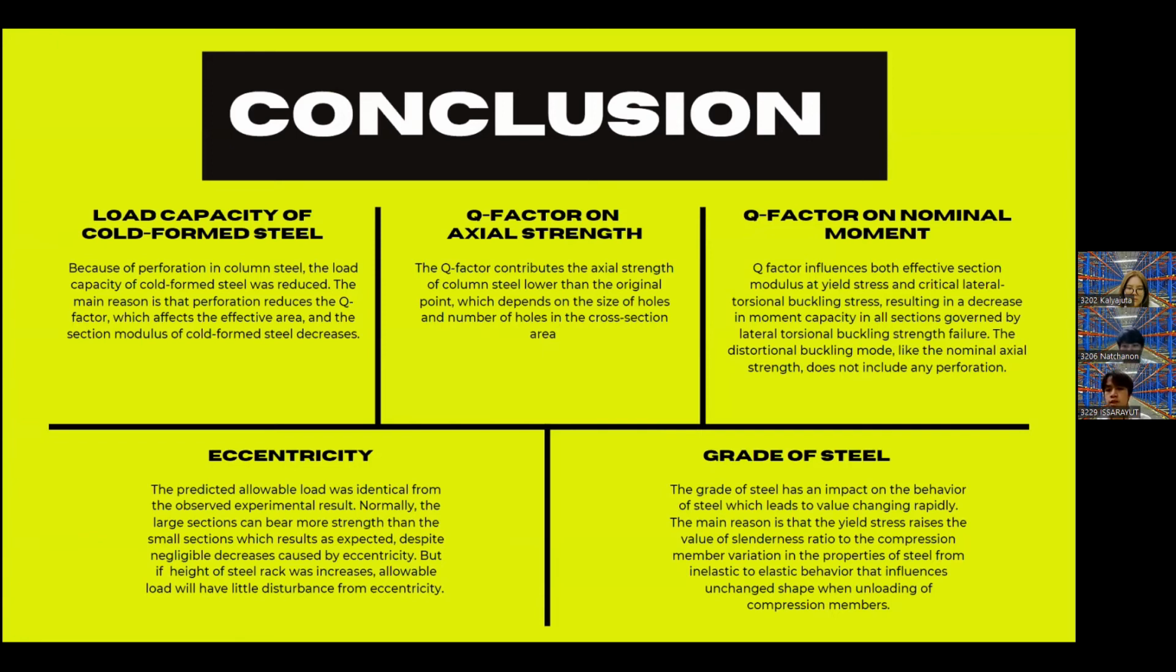The third part is the Q factor on nominal moment. The Q factor influences both the effective section modulus at yield stress and the critical lateral buckling stress, resulting in a decrease in moment capacity in all sections governed by lateral torsional buckling failure. The fourth part is eccentricity. The predicted allowable load was identical to the observed experiment result. Normally, a large section can bear more strength than a small section, which resulted as expected despite a negligible decrease caused by eccentricity. But if the height of the steel column is increased, the allowable load will have little disturbance from eccentricity.